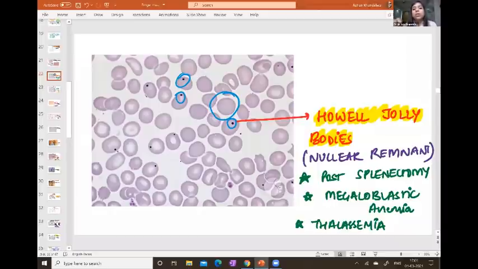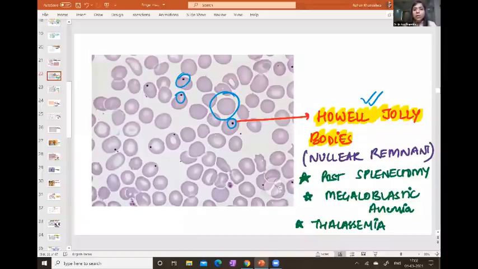This is actually a remnant of nucleus. This remnant of nucleus is called the Howell-Jolly bodies. The next question which I will ask you is, Howell-Jolly bodies are seen in which conditions? The best answer which you are going to mark is asplenia or post-splenectomy. So once there was a question that in a splenectomized individual, what will the peripheral smear show? The answer is a Howell-Jolly body, right?